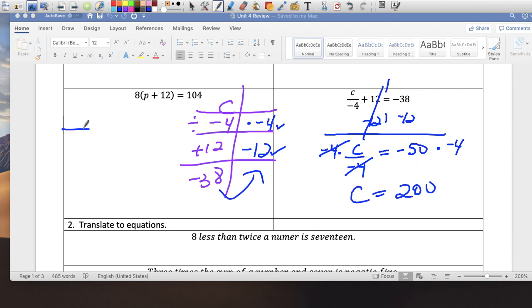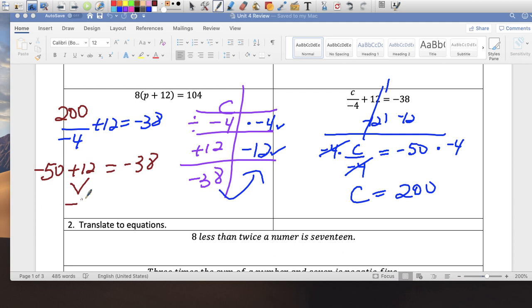So when we do our check, we have c over negative 4 plus 12 equals negative 38. So I'm going to put the 200 over here. Let's see if that truly gives us negative 38. 200 divided by negative 4 is negative 50, which we add to 12. Does that equal negative 38? Yes, it does. So my left and my right are the same.